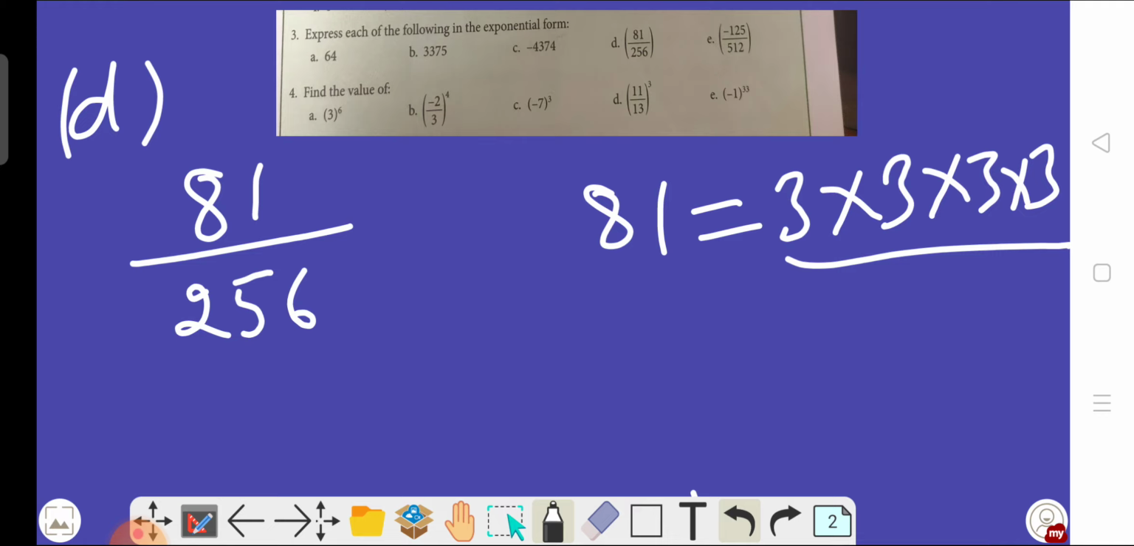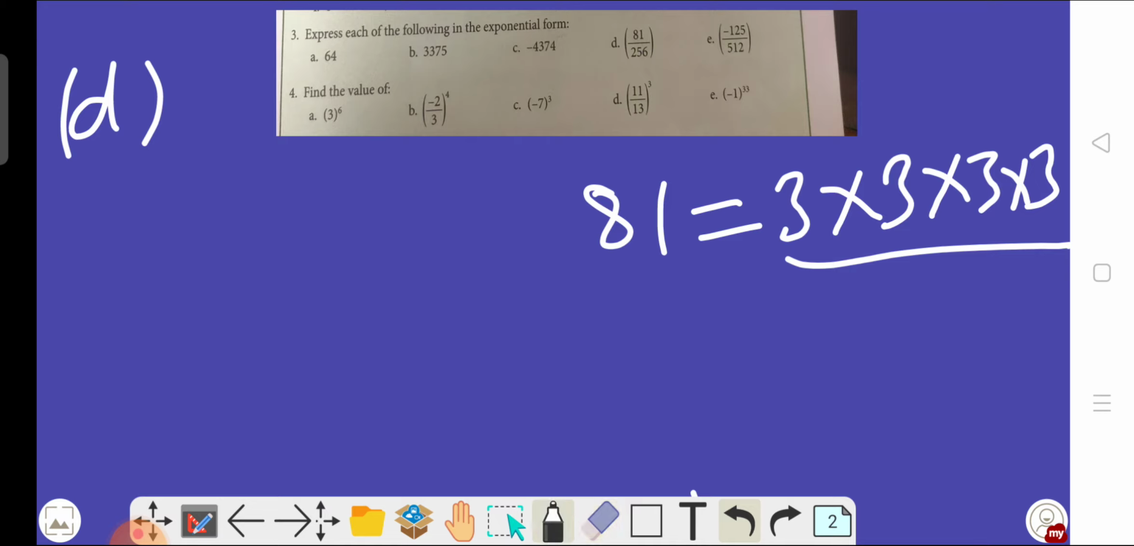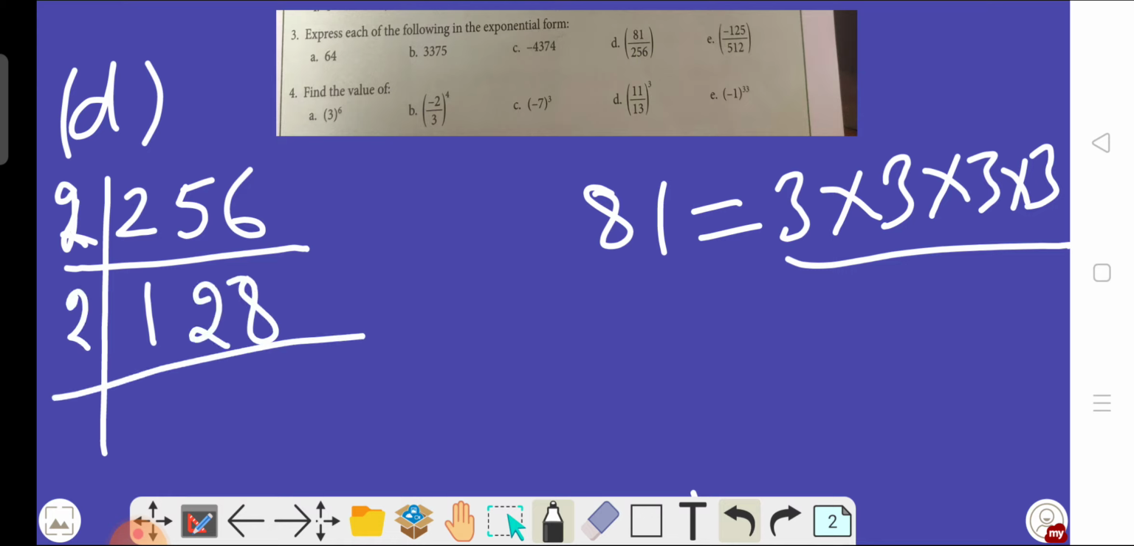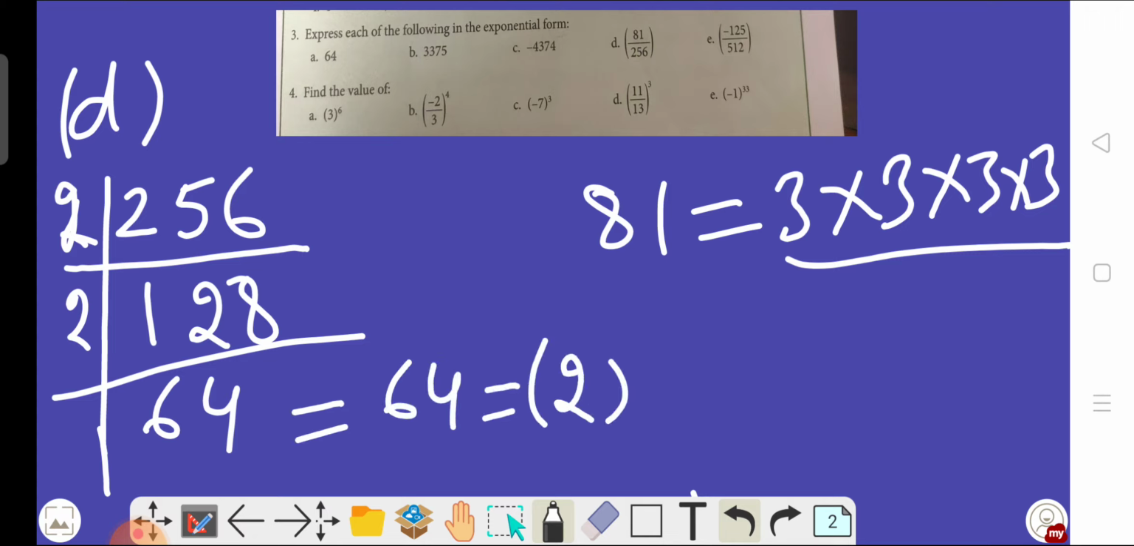Again, now we will factorize 256. 256 is divisible by 2. This will become again 64, and we know that 64 is equal to 2 raised to the power 6. Okay.